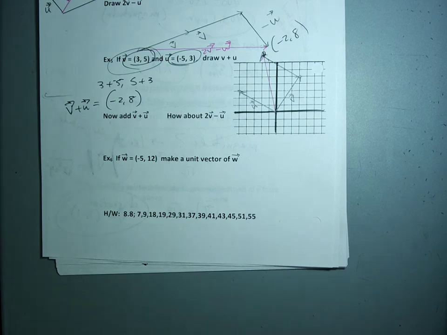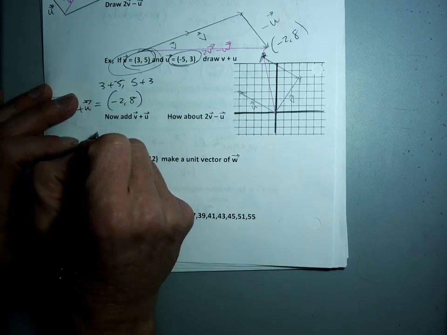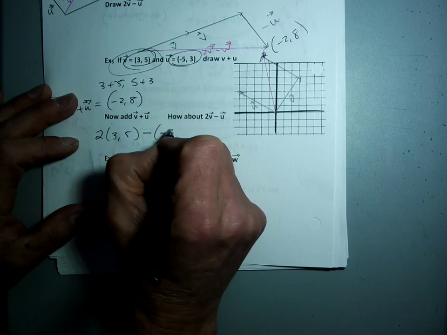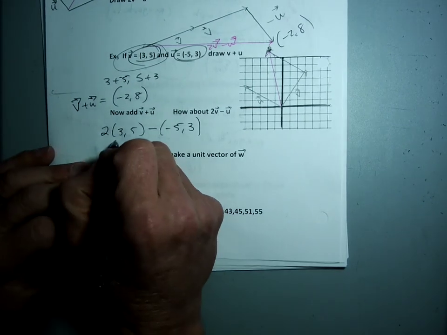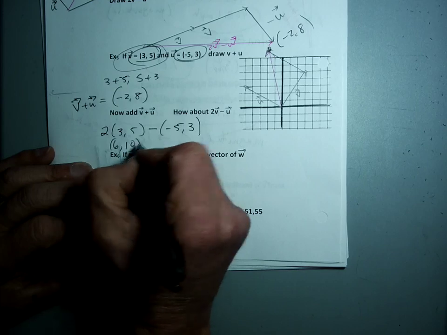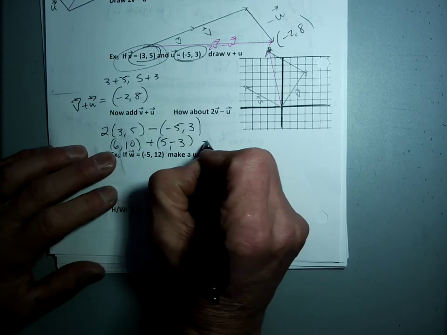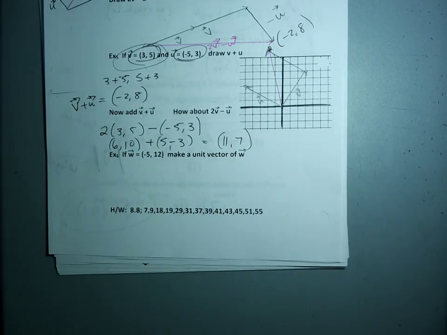So, an easier way to do it, if it's in coordinates, is to take 2 times my 3, comma 5 minus my negative 5, 3. Okay, see what we got? So 6, 10. Yeah, you're way ahead of me. So I'm going to get a 6, 10 plus a 5, negative 3, which is 11, 7. Yes. It's that easy. Thumbs up?